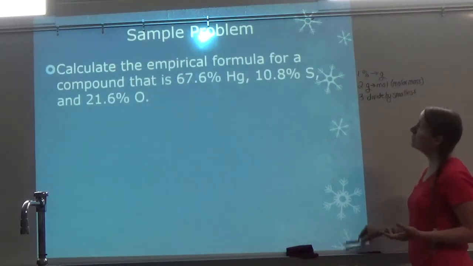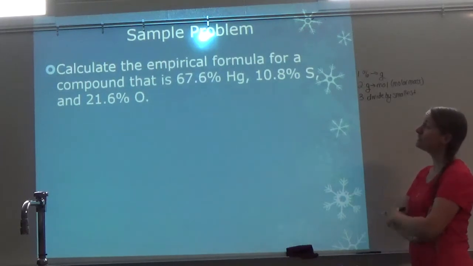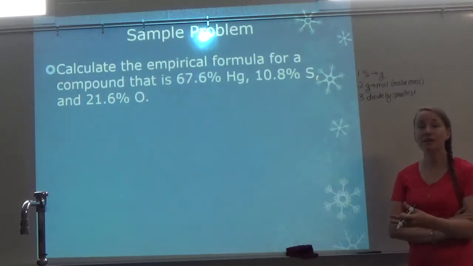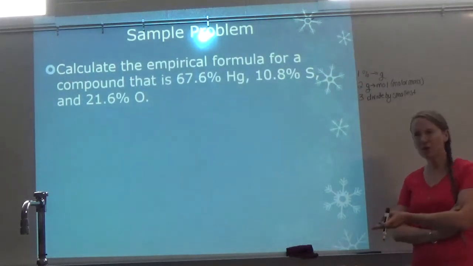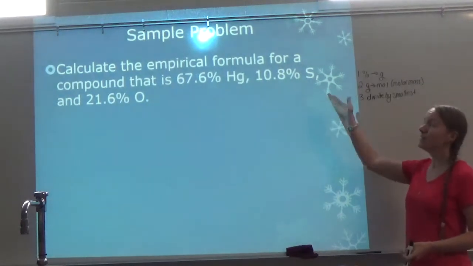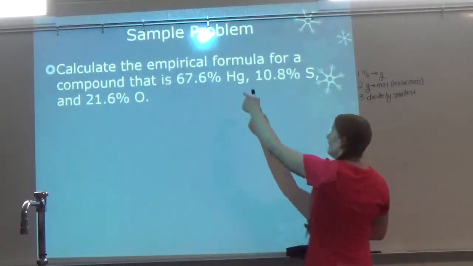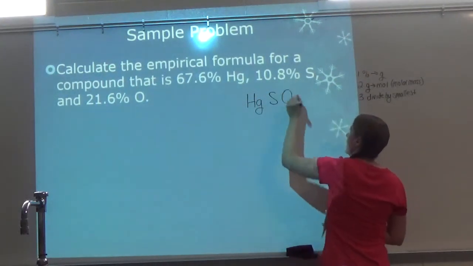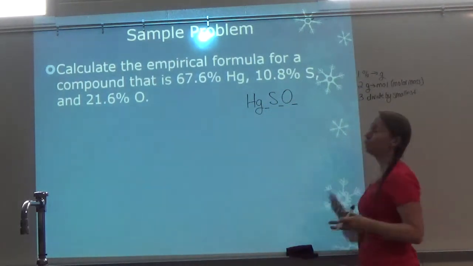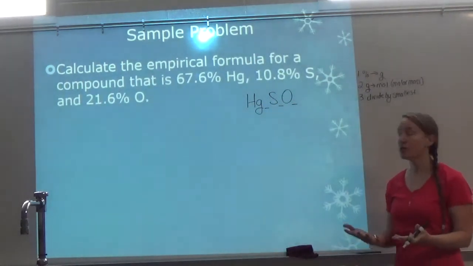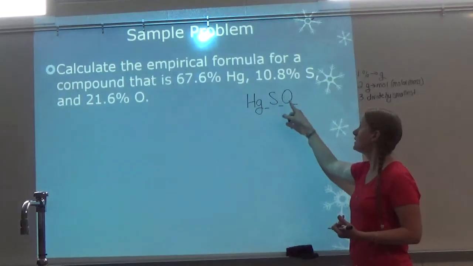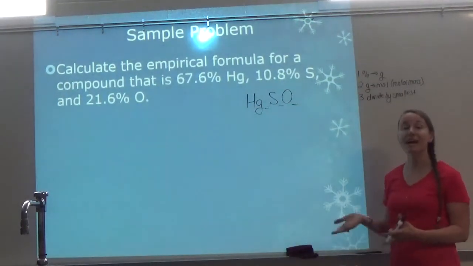It says calculate the empirical formula for a compound that is 67.6% mercury, 10.8% sulfur, and 21.6% oxygen. The important thing is you have to understand what our answer is going to look like. Is it going to be a number? Is it going to be a formula? Well, we're calculating empirical formula. So I know it's going to have Hg, I know it's going to have S, and I know it's going to have O. What I'm really looking for is the subscripts. Those are the numbers we're trying to figure out. Is it Hg2S3O7? Is it HgSO2? That's what we're looking for.